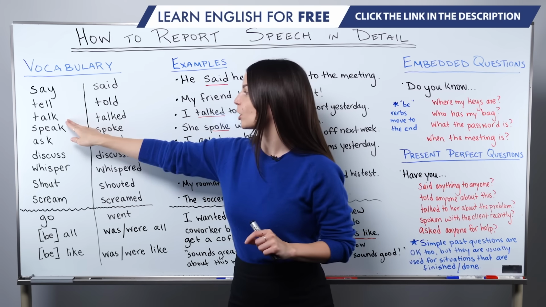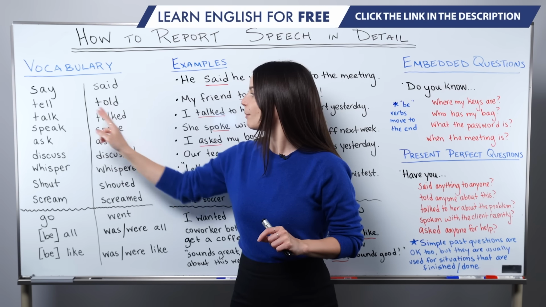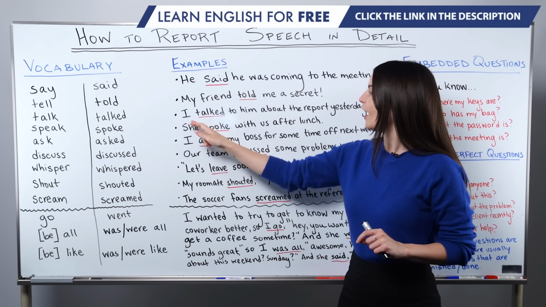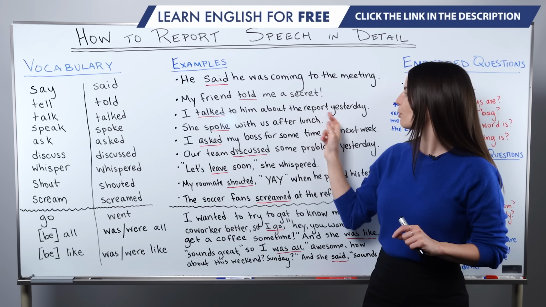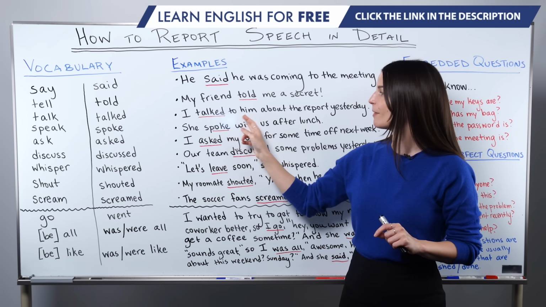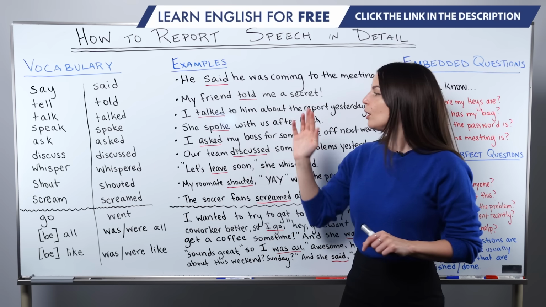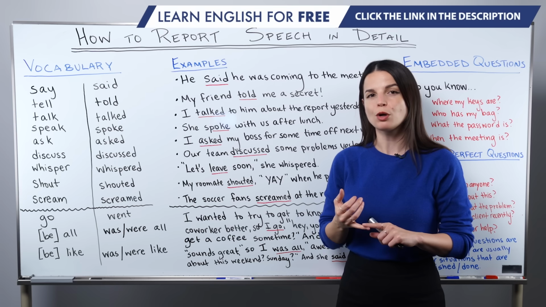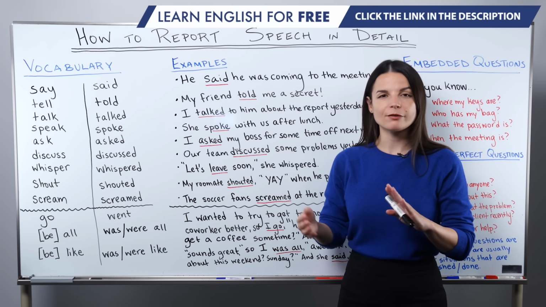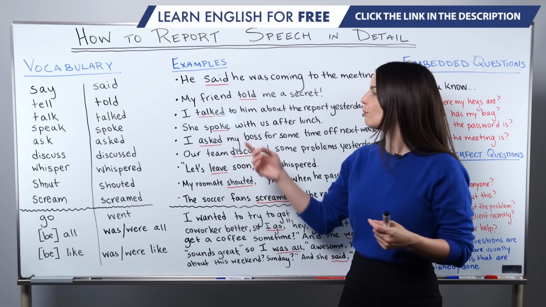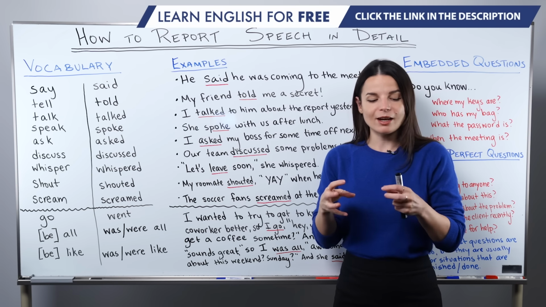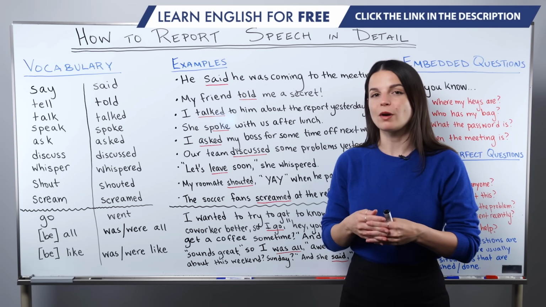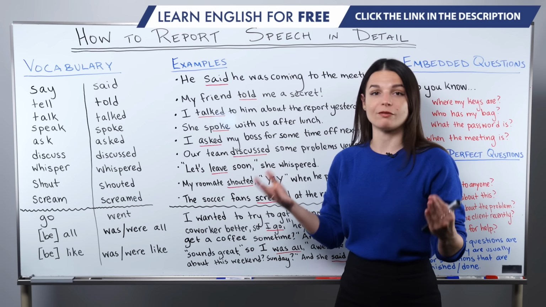Okay, let's go to the next verb, talk. Talk in past tense is talked. Let's take a look at an example sentence first. I talked to him about the report yesterday. After talked, we have two preposition choices: to or with. People ask, what's the difference between the two? Generally, there isn't one. But if you want a little more of a feeling of a conversation, like two or more people talking together about something, you can use with. But generally speaking, to or with, both are fine to use here.